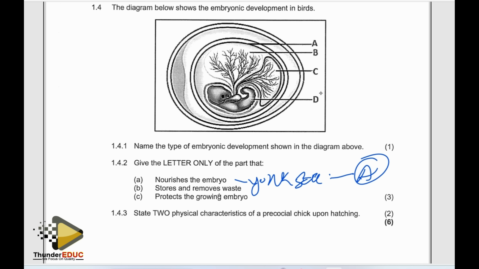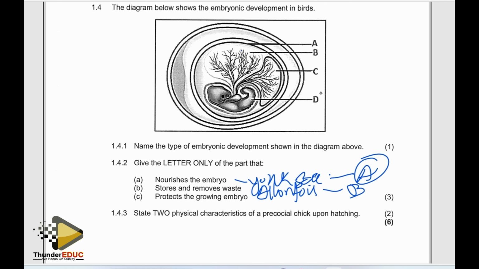And then stores and removes wastes. What stores and removes wastes is the allantois. Based on what I see here, the allantois looks to be this sac, so it becomes B.